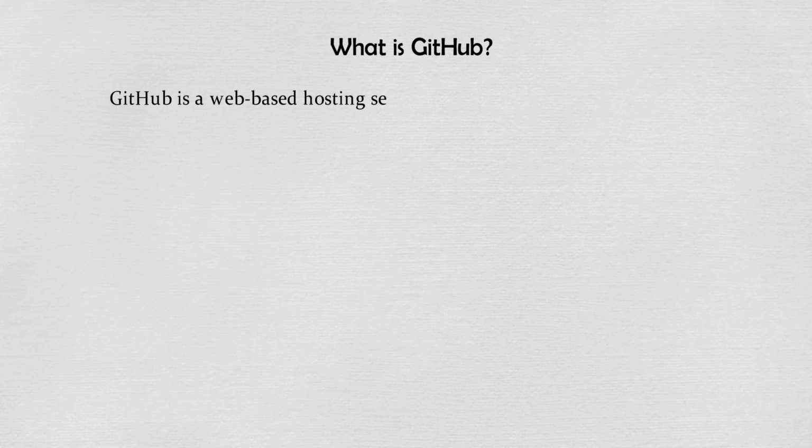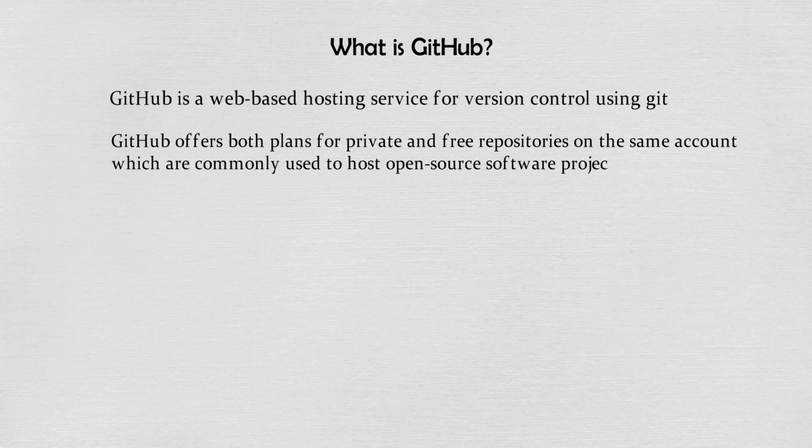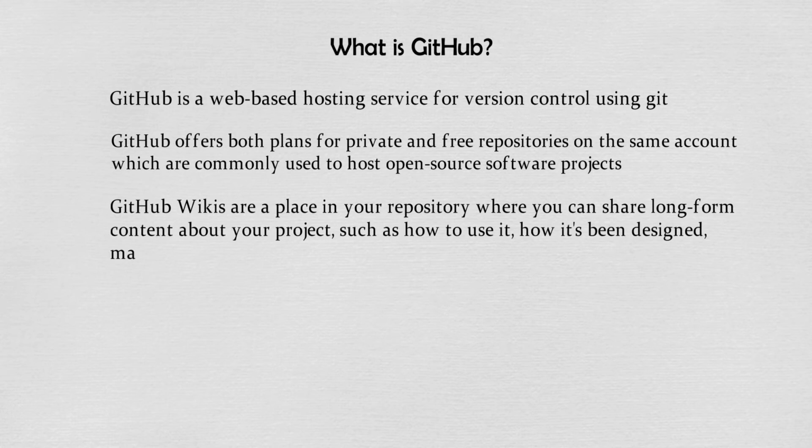Now we are going to start with GitHub. So what is GitHub? GitHub is a web-based hosting service for version control using Git. GitHub offers plans for both private and free repositories on the same account, which are commonly used to host open source software projects. GitHub wikis are the place in your repository where you can share long form content about your project, such as how to use it, how it has been designed, a manifesto on its core principles, and so on.